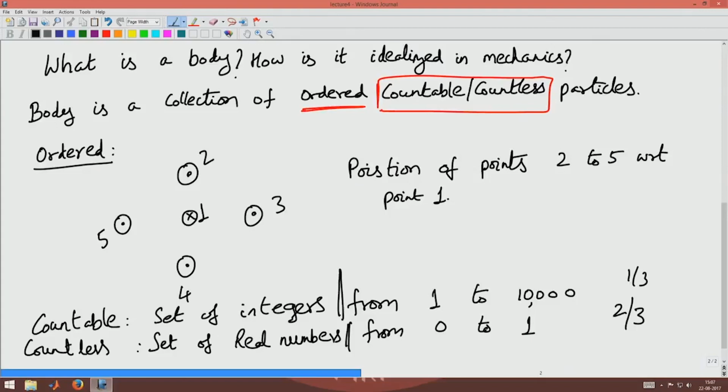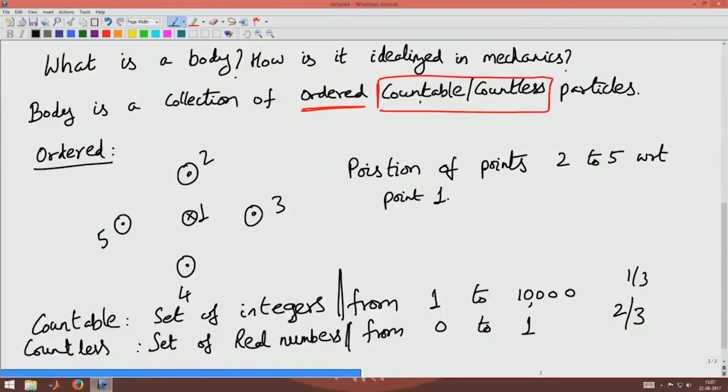So, a body is said to be a collection of countable or countless particles. Where this countable or countless comes in is whether you are assuming a body as made of discrete particles, or whether you are assuming it as a continuum. So, if it is countable, the body is said to be discrete, and if it is countless, the body is said to be a continuum. These assumptions of discrete or continuum are for convenience's sake.